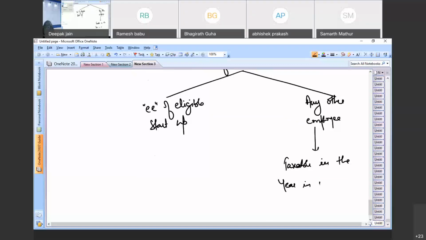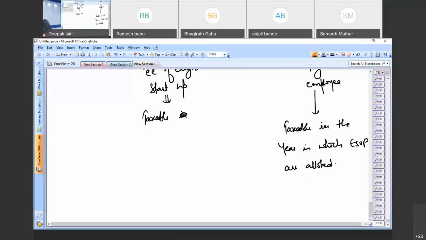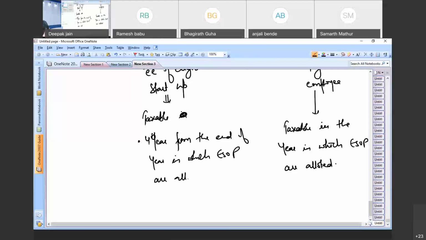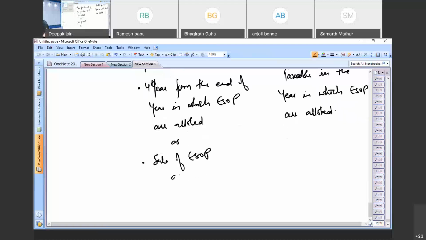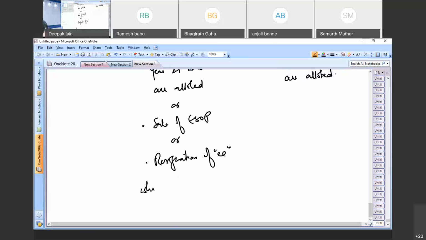Taxable in the year in which? Allotted. Very good. An employee of an eligible startup: taxable number one, four years from the end of the financial year in which ESOP are allotted, or sale of ESOP, or resignation of employee, whichever is earlier. Very good.